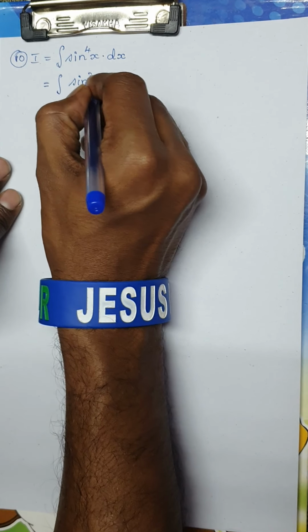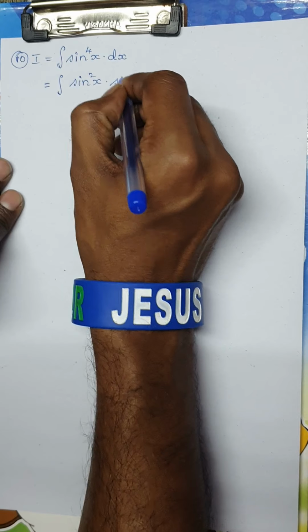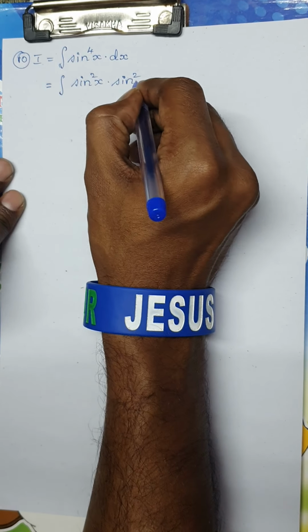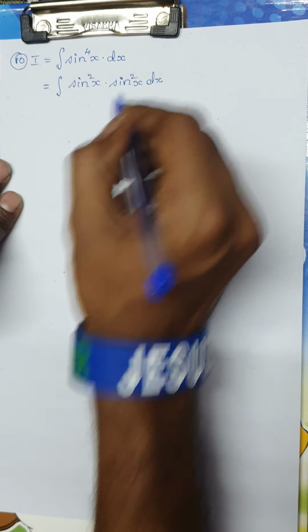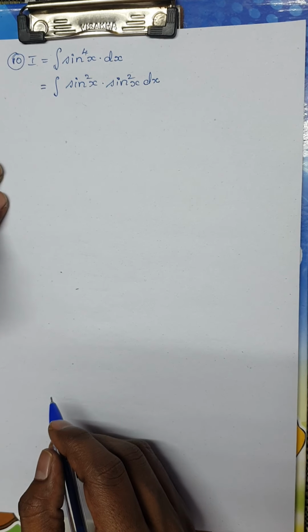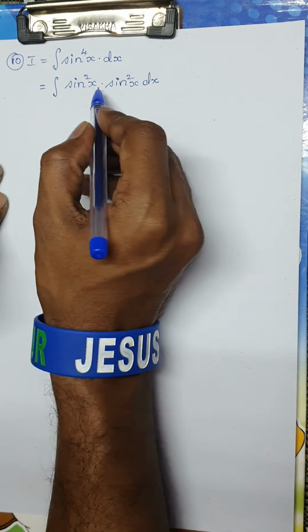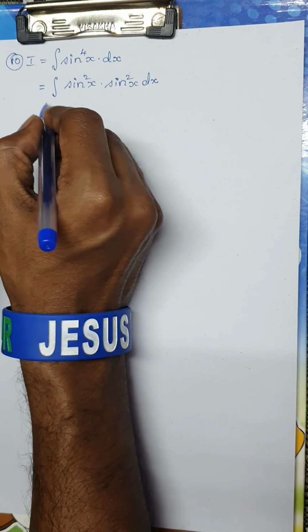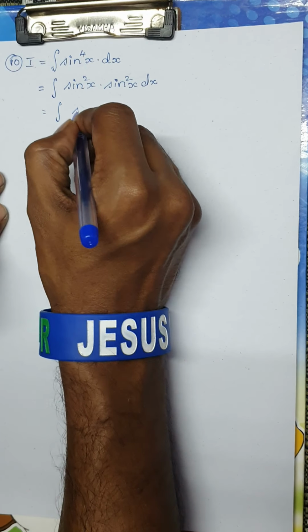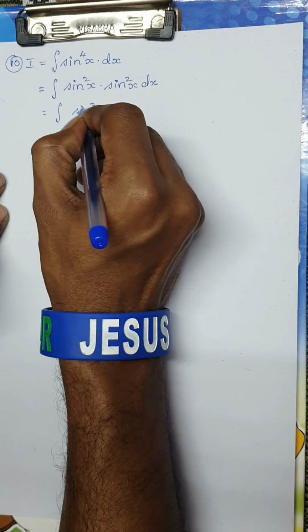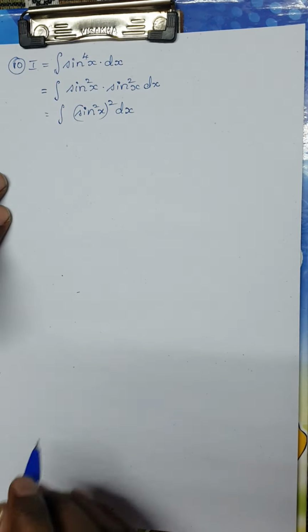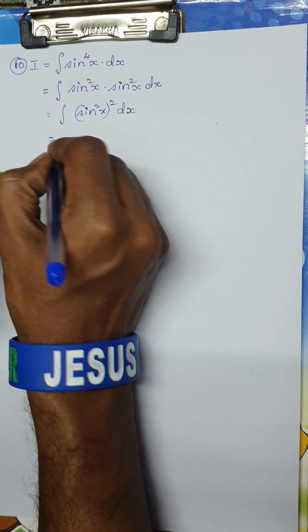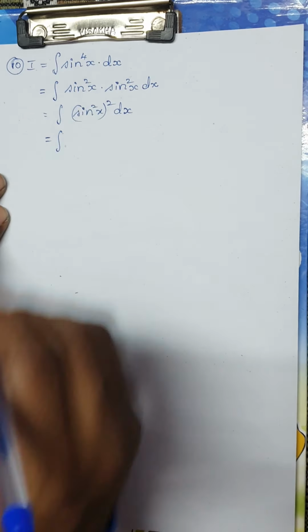This sine power 4x can be written as, just for my benefit, sine square x into sine square x dx. Is it clear? Is it fine? So I am going to write it as sine square x into sine square x dx, or you can write it as sine square x whole square dx. Is it clear? You might be wondering why I wrote this. You will just understand now.